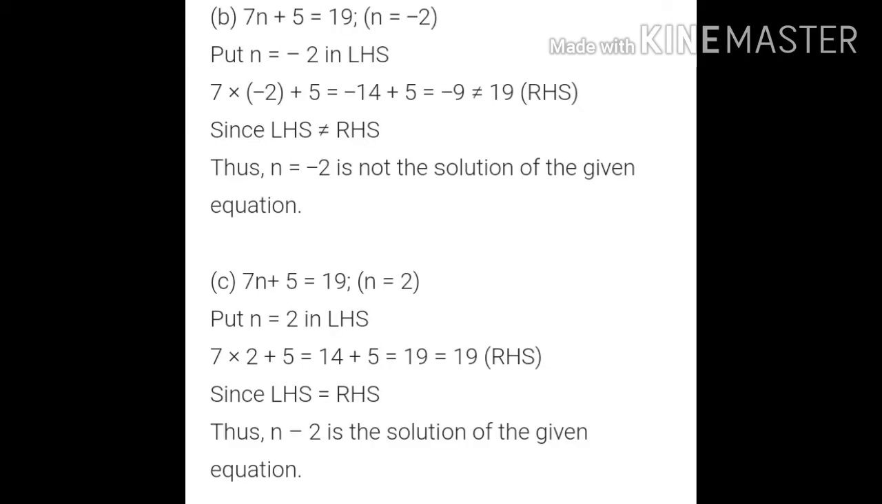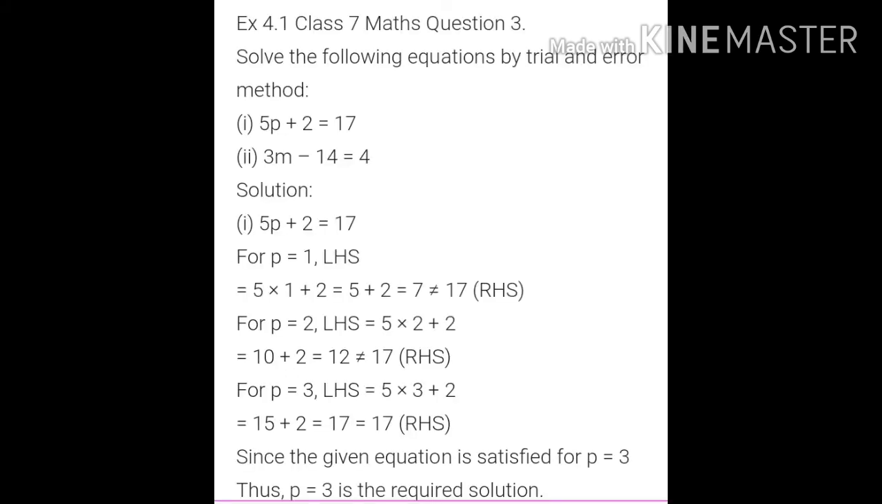Now, let us see B part. 7n plus 5 is equal to 19. Put n equal to minus 2. Wherever n is there, we are going to place minus 2. So, 7 into minus 2, minus 14, plus 5 is equal to minus 9, which is not equal to 19. Since LHS is not equal to RHS, n equal to minus 2 is not the solution of the given equation. Similarly, in C part, we place the value of n as 2, and here we can see that both sides come out equal, 19 and 19. So n equal to 2 is the solution.